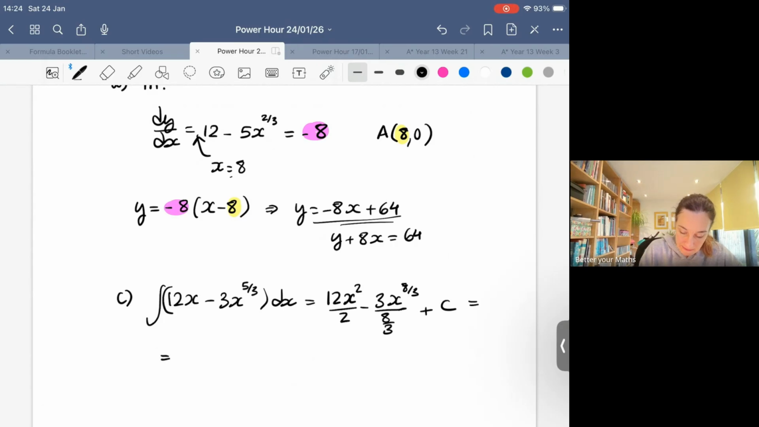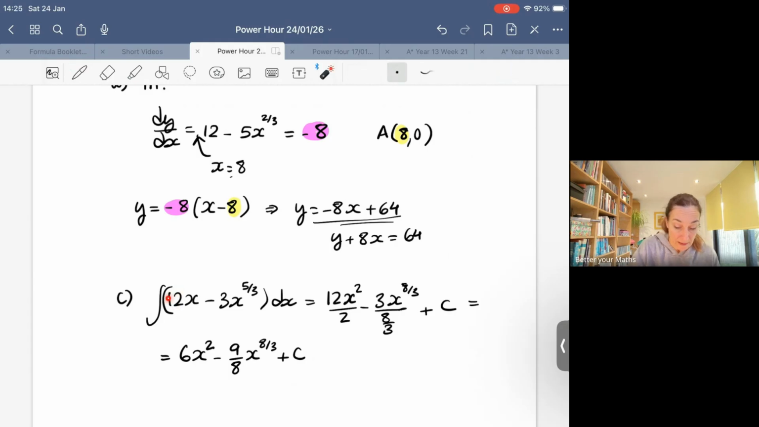We can simplify the coefficients, so we have 6x squared and then minus 9/8 x to the 8/3 plus c. Yeah, that's what they ask you. So I keep the coefficient and then you simplify after. It's the safest way. You keep the coefficient and then you write the x to 1 more divided by that new exponent. Then keep the 3, increase this by 1 and write by the new exponent. That's the only thing we are doing.